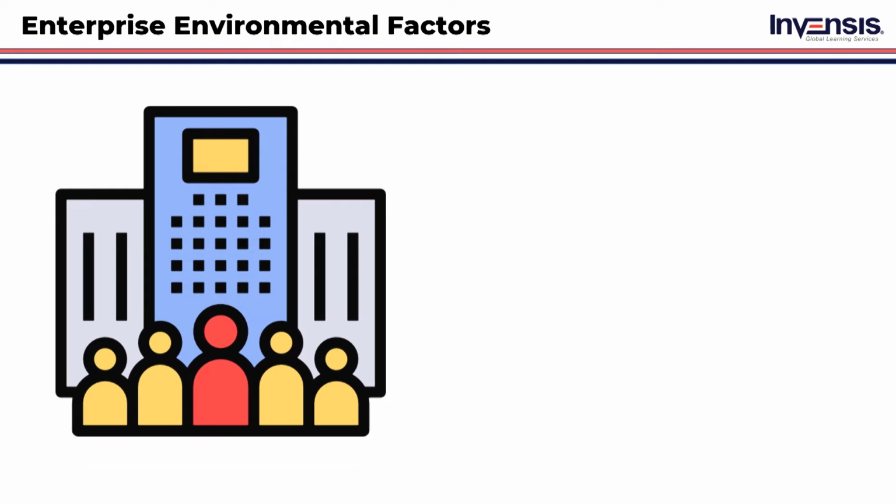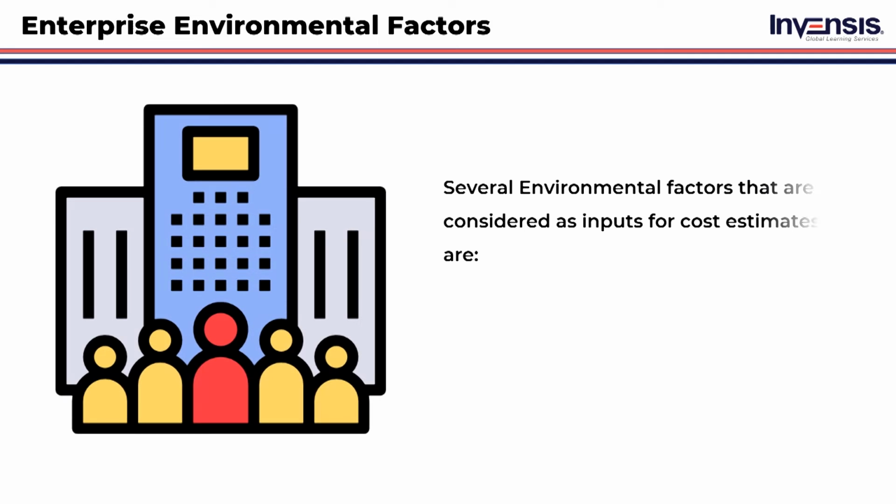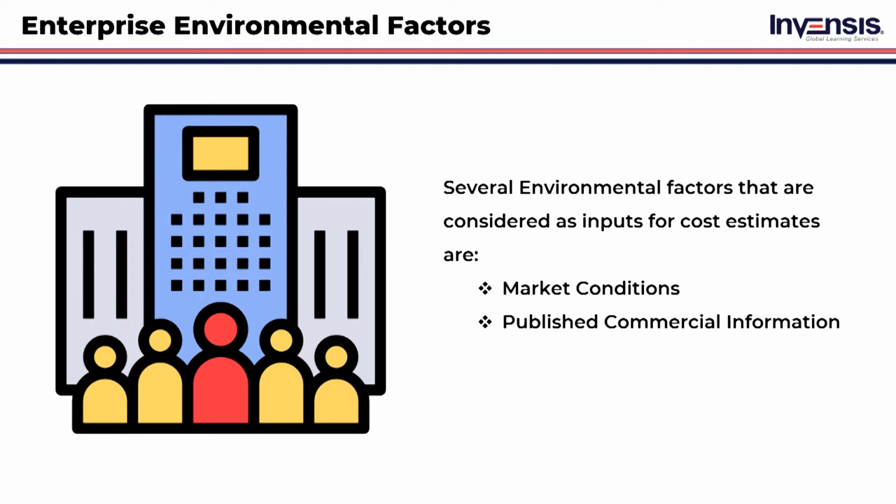Now, let us discuss the enterprise environmental factors. Several environmental factors that are considered as inputs for cost estimates are market conditions. This factor will determine the market availability and also helps to get the information of local availability and global supply and demand conditions. Published commercial information. Commercial databases that track skills and human resource costs and give standard rates for material and equipment frequently provide published commercial information such as resource cost rate information. And also verify the published seller prices, which will impact the cost estimation.